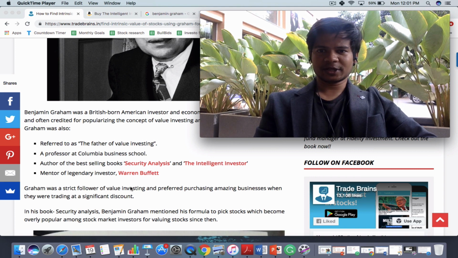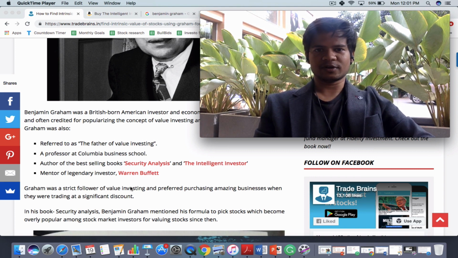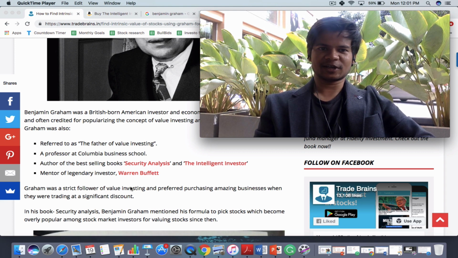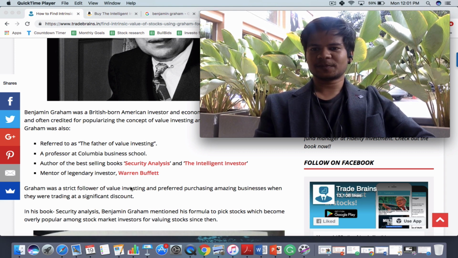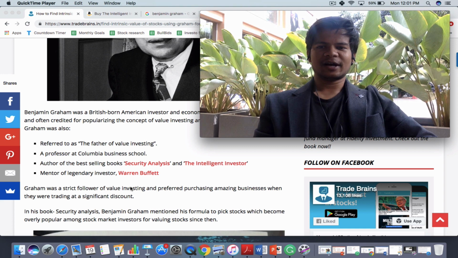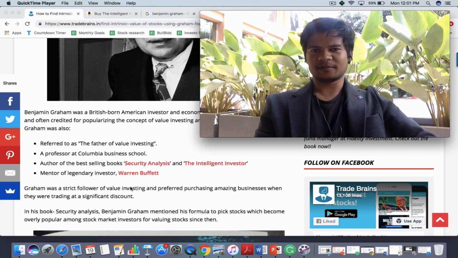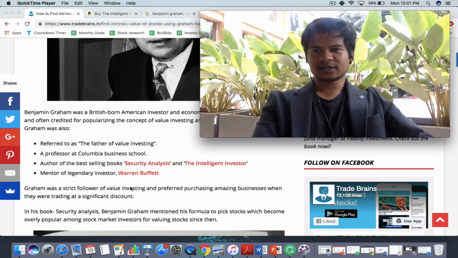Next, he was also the mentor of the legendary investor Warren Buffett. If you do not know Warren Buffett, then it's a different scenario, but he is the third richest person on this planet Earth. The thing is that Warren Buffett attended Columbia Business School, and there he met Benjamin Graham, and he learned the concept of value investing from Benjamin Graham.